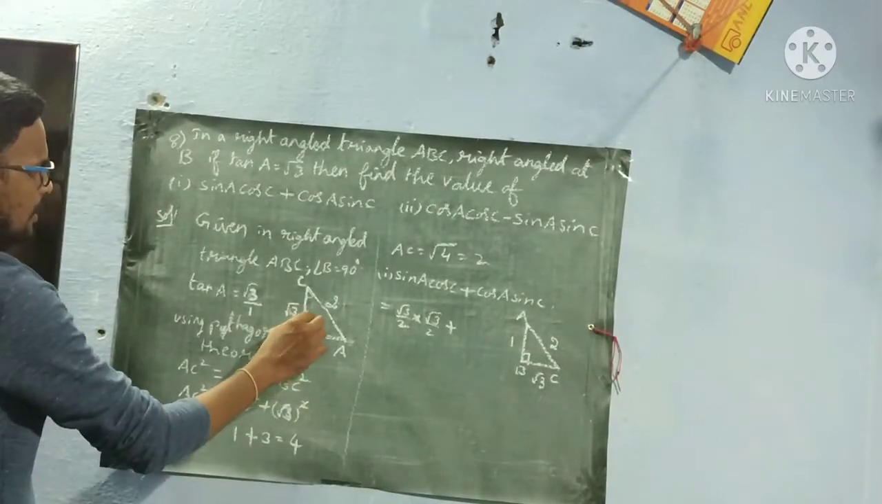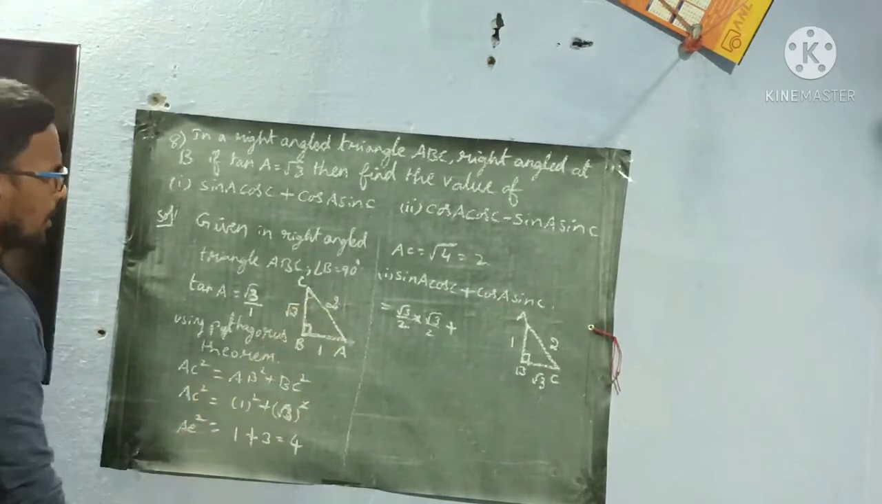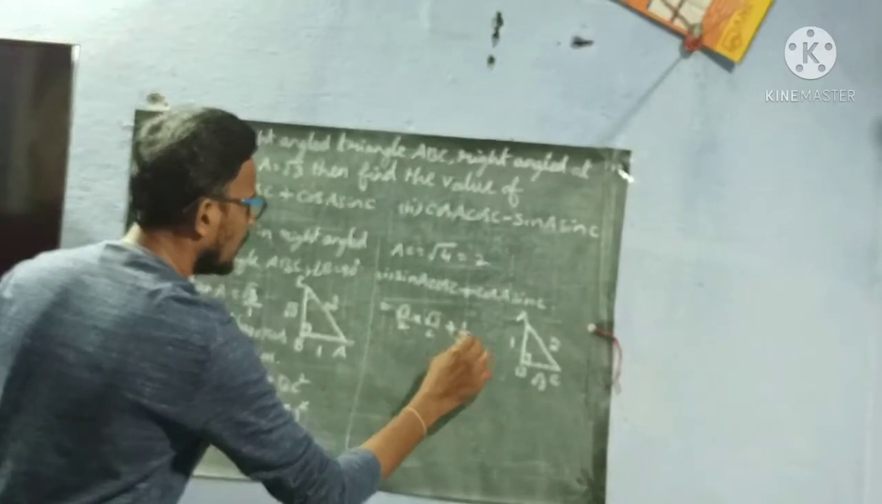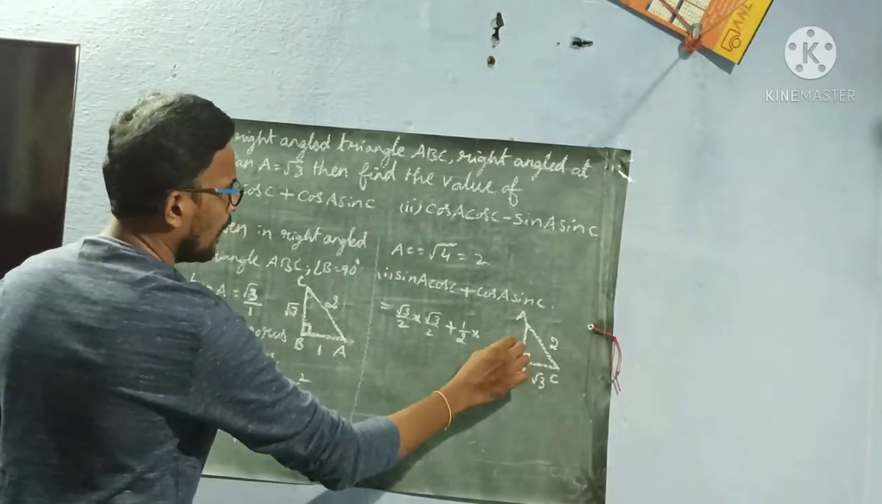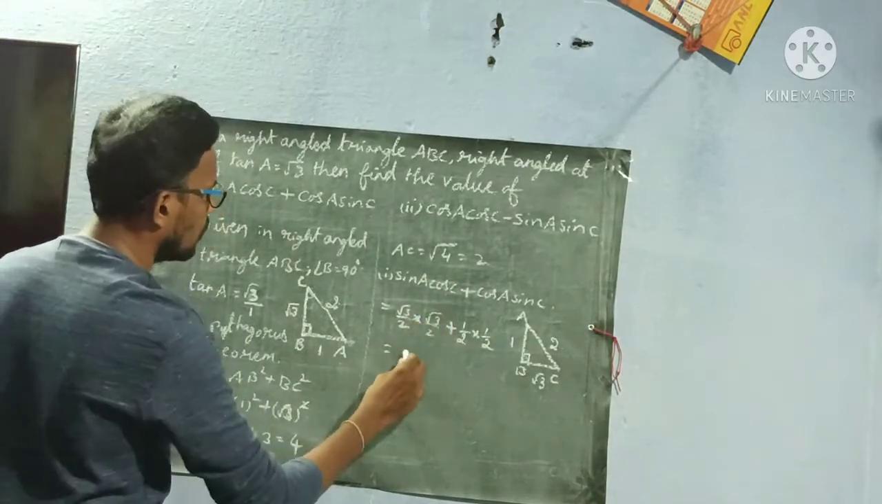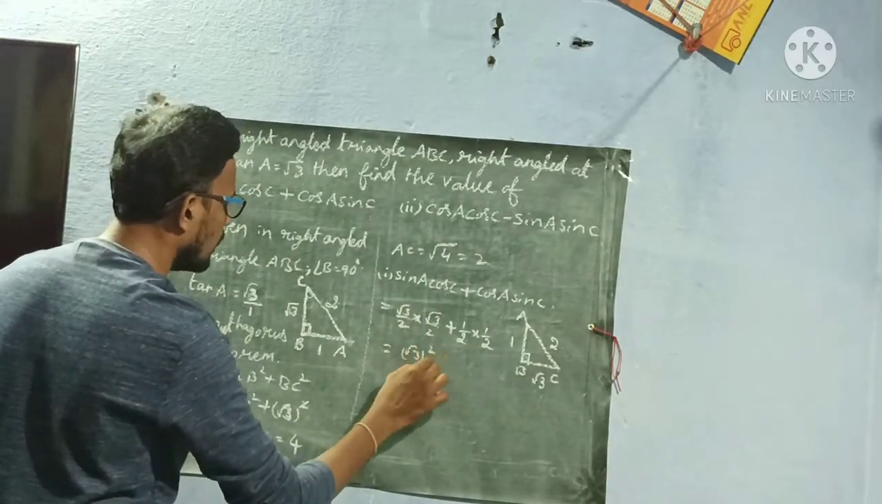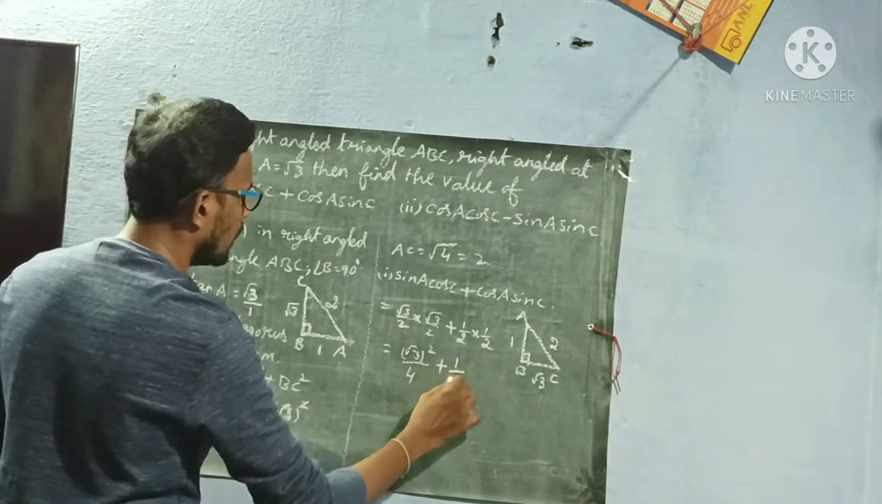Plus, now again cos A. Cos A means this diagram, adjacent side by hypotenuse, that is 1 by 2 into sin C. Now sin C here from this, so 1 by 2. So that is equal to root 3 into root 3 is nothing but root 3 whole square by 2 into 2 is 4, plus 1 into 1 is 1 by 2 into 2 is 4.